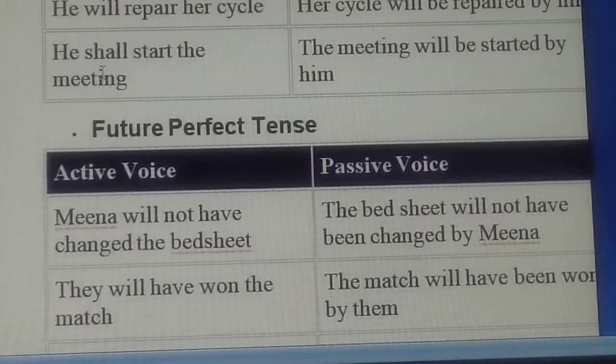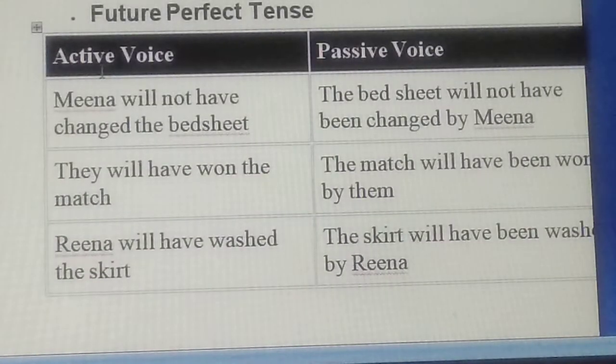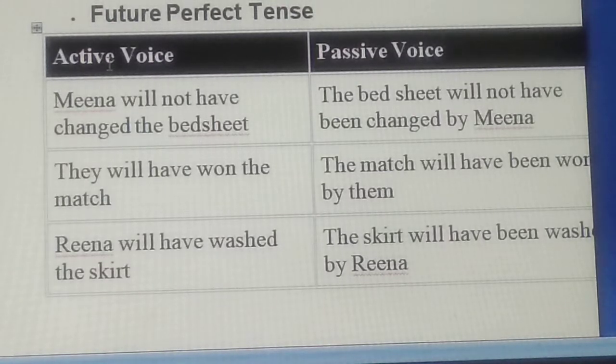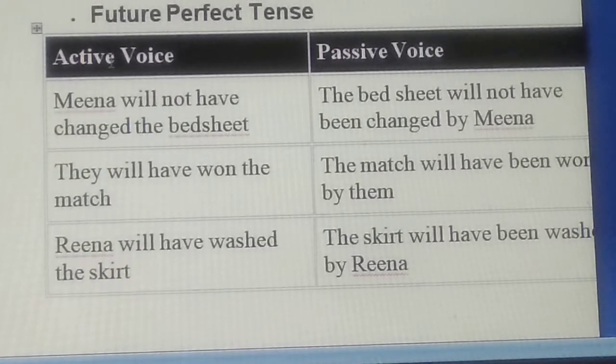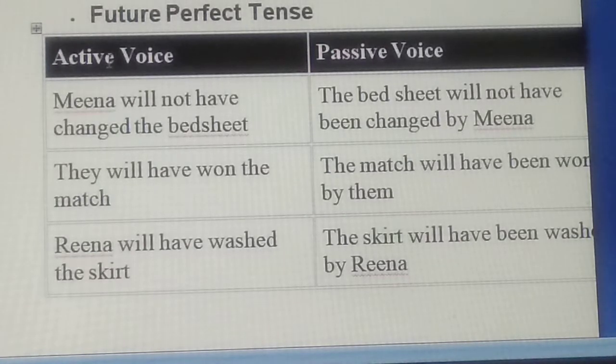Future perfect tense. Meena will not have changed the bed sheet. The bed sheet will not have been changed by Meena. They will have won the match. The match will have been won by them. Reena will have washed the skirt. The skirt will have been washed by Reena.